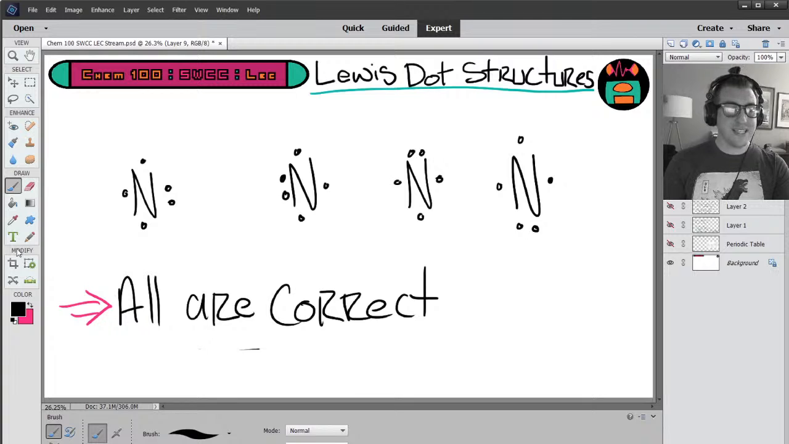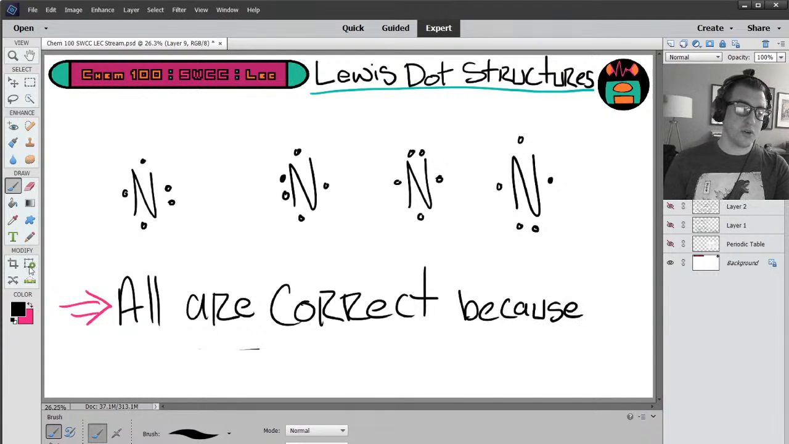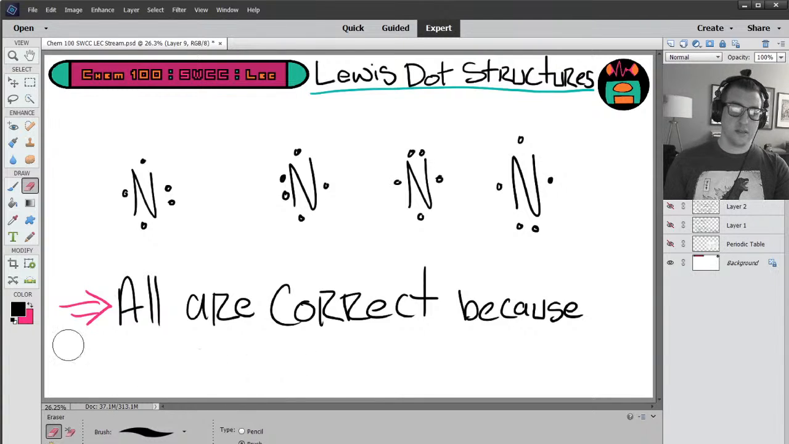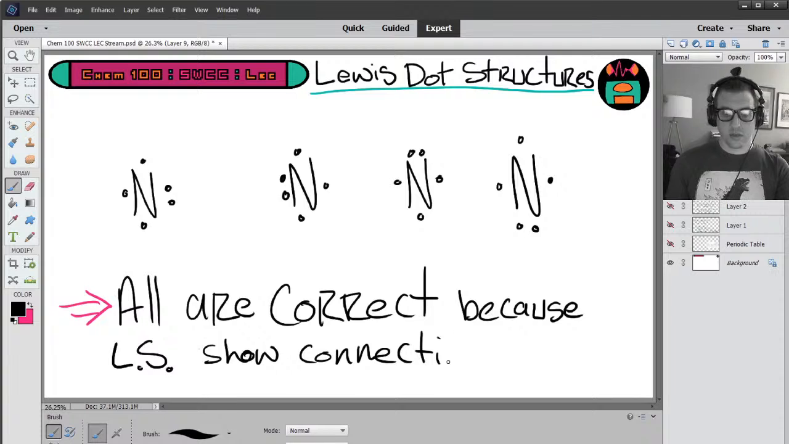All of these are correct because, and this will become more relevant later once we start building molecules, the reason why these are all correct is that Lewis structures show connectivity, not shape.